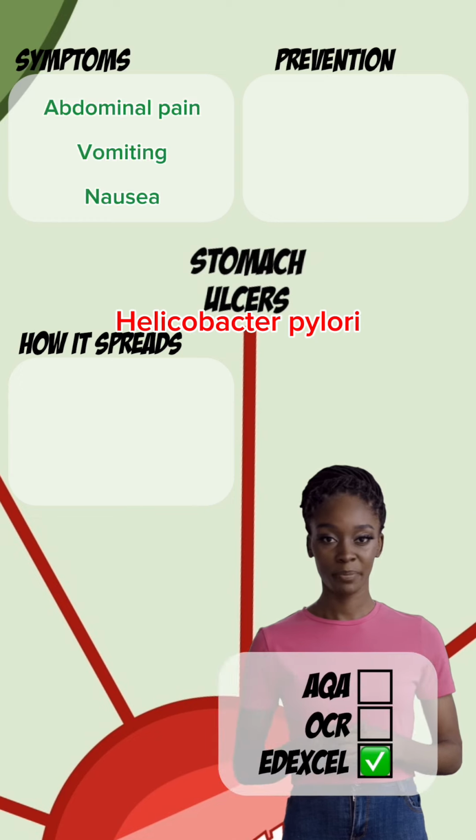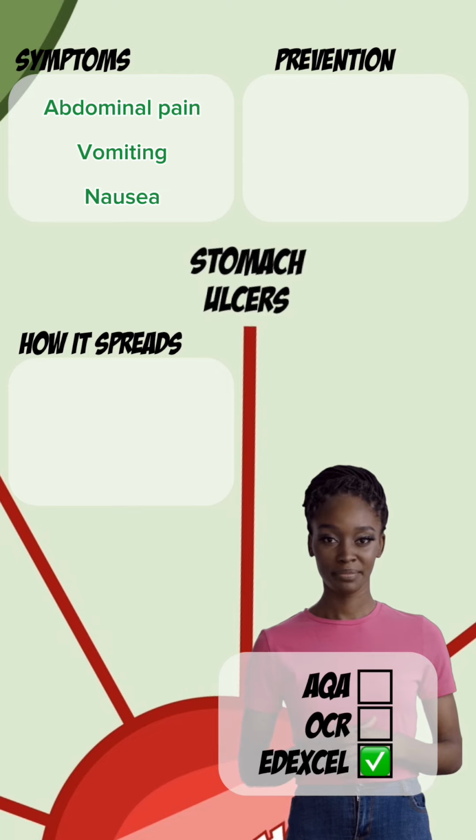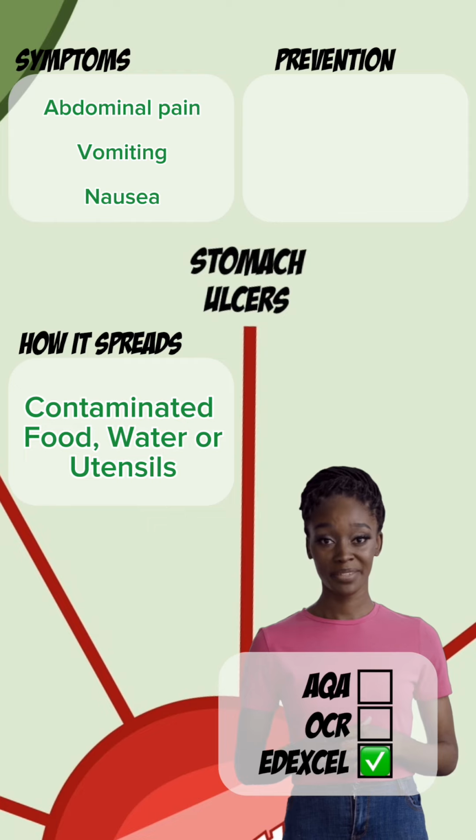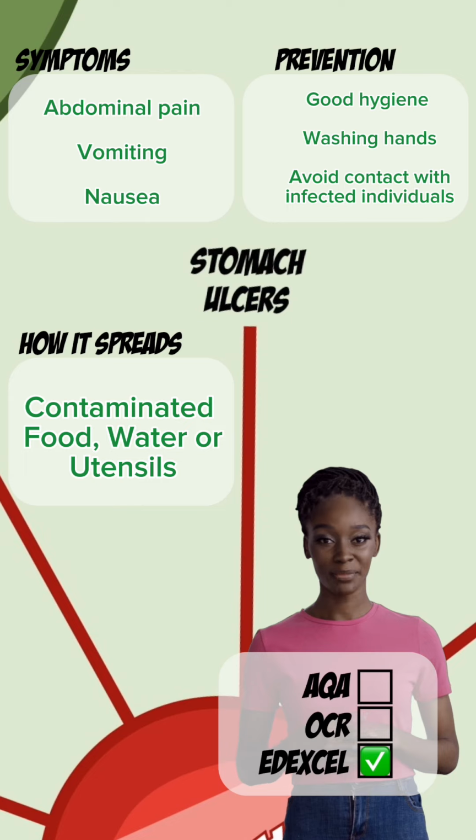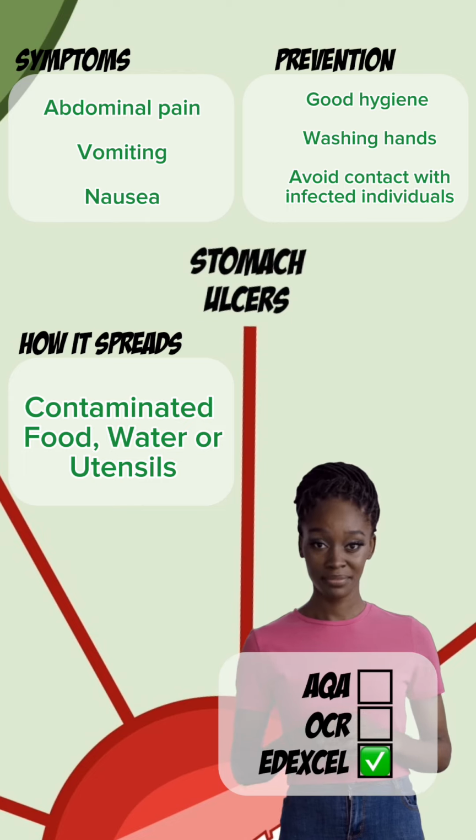Symptoms include abdominal pain, vomiting, and nausea. This bacterium is transmitted through contaminated food, water, or utensils. Prevention involves maintaining proper hygiene, washing hands before handling food, and avoiding contact with infected individuals.